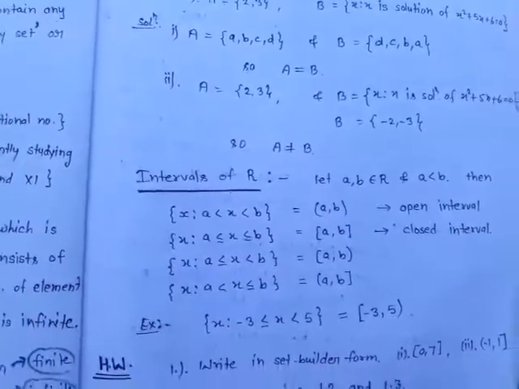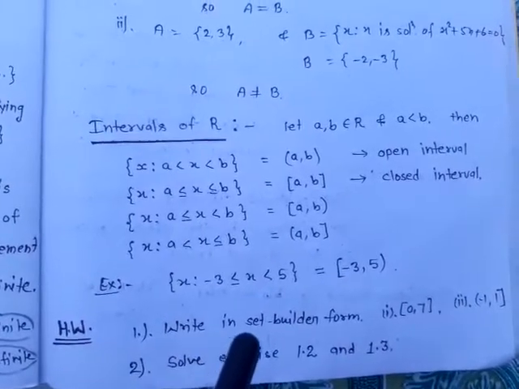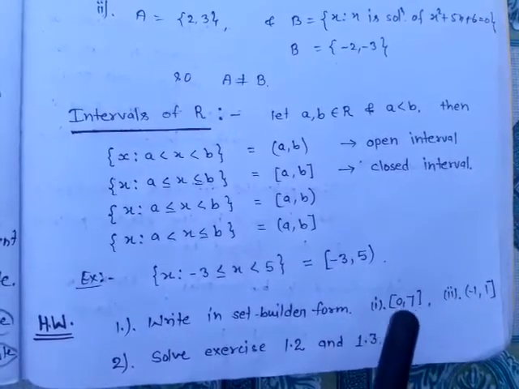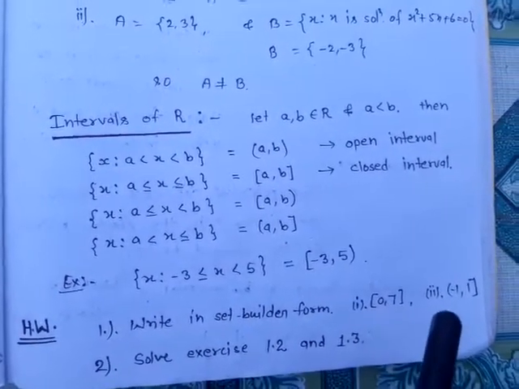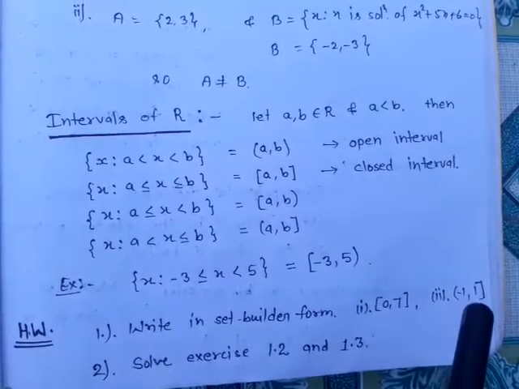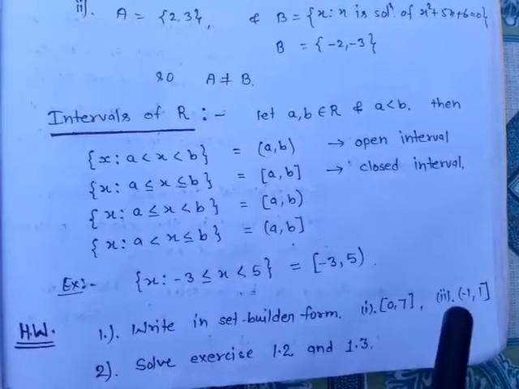Using this you can solve your homework. Write in set builder form: first the closed interval [0, 7], second [-1, 1] where 1 is closed and the other end is open.